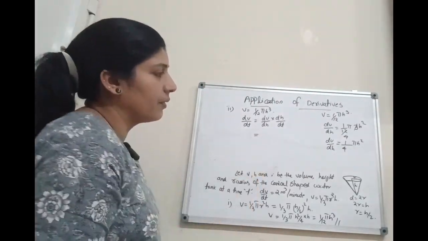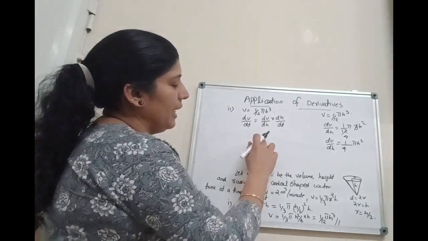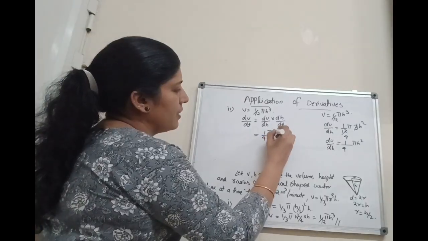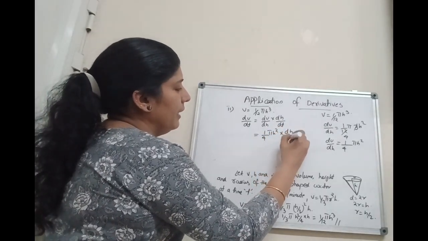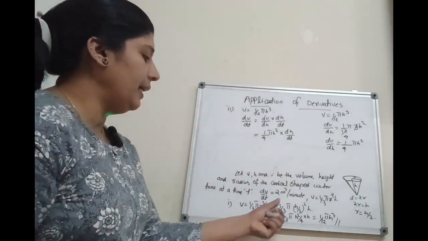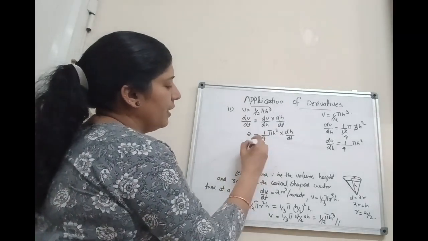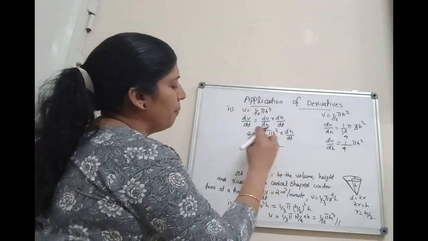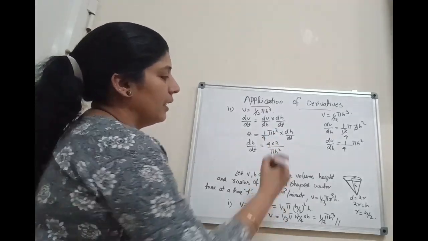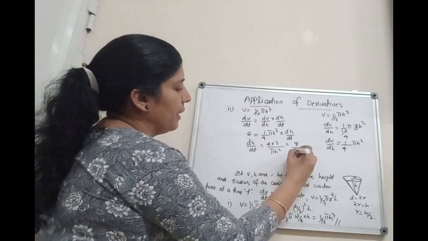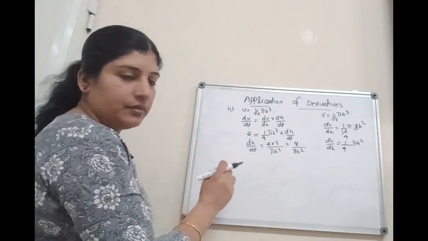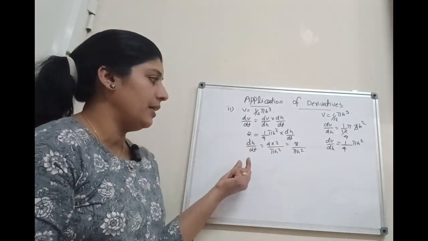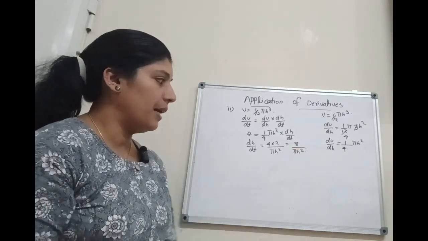That implies dV by dt equals dV by dh into dh by dt. Here dV by dh is 1 by 4 pi h square into dh by dt. Here, given dV by dt equal to 2. Therefore dh by dt equal to 4 into 2 divided by pi h square, that is equal to 8 by pi h square. That is, the rate of change of height with respect to time is 8 by pi h square.